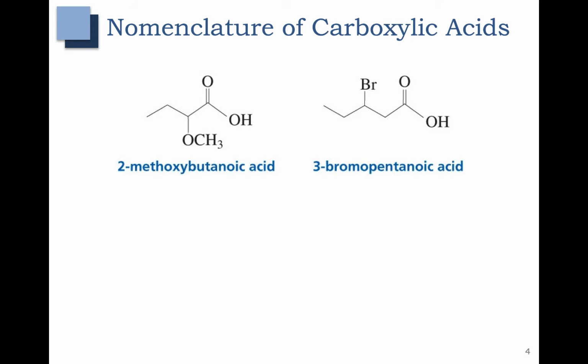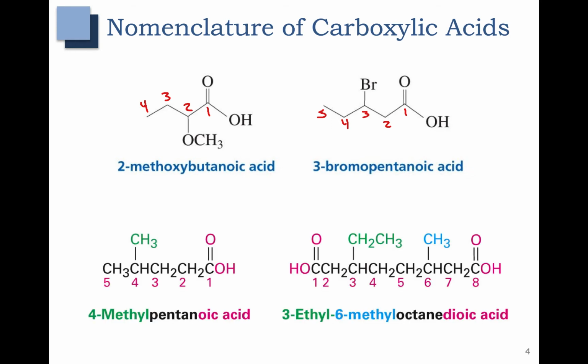Here we have butanoic acid. Butanoic acid is 4 carbons long. That's where the but comes from. The carboxylic acid has to get position 1, and we have a methoxy group at position 2. We also have pentanoic acid over here on the right. Again, the carboxylic acid gets number 1, and that puts a bromine group at position 3. You can see another example of a pentanoic acid here with a methyl group at position 4.